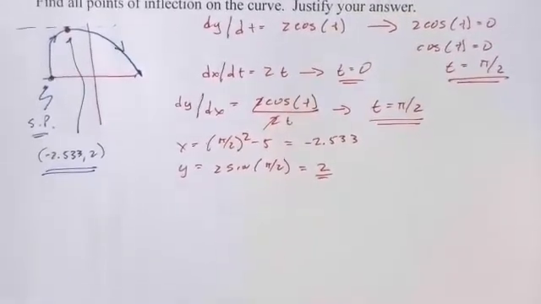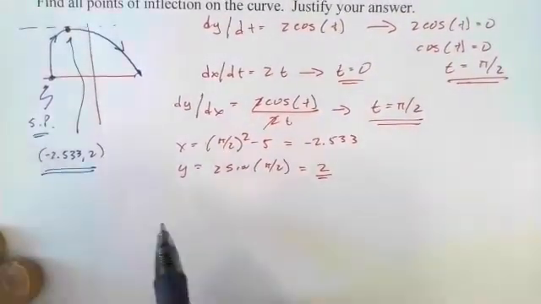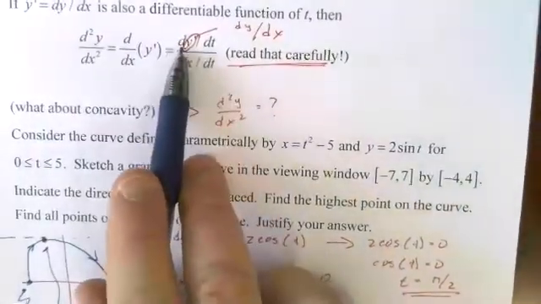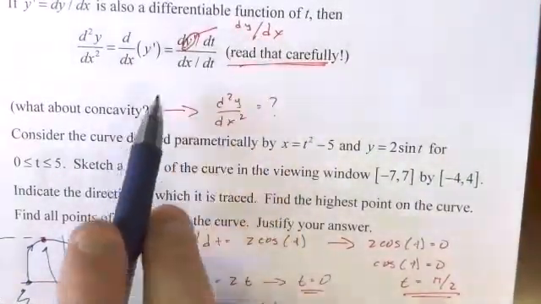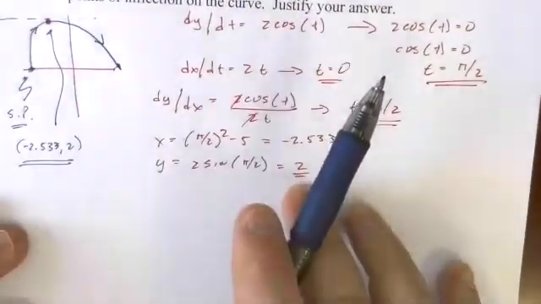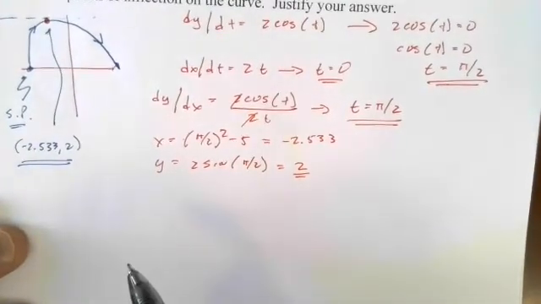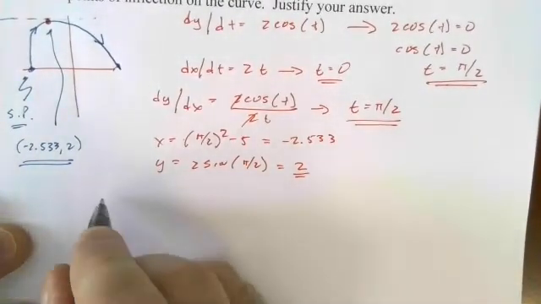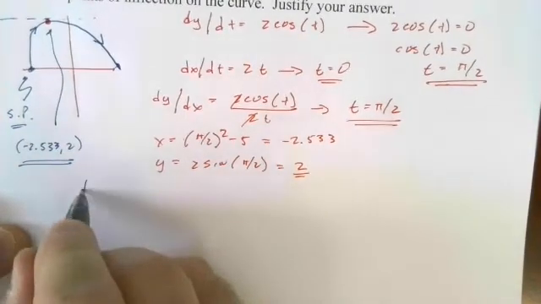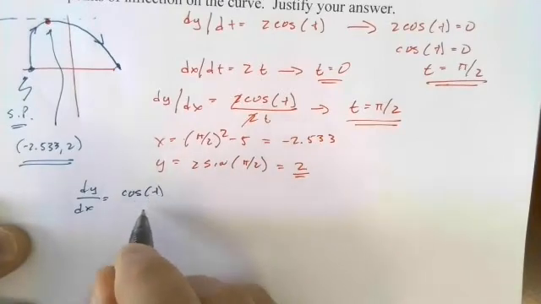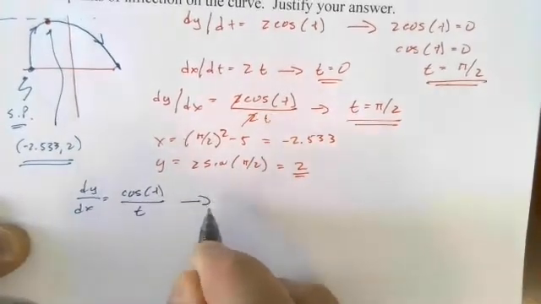Yeah, oh lordy. Okay, so you take the derivative of this. That's what I set up here. The derivative of dy/dx, d/dt of dy/dx. Oh lordy, chain rule will take forever. No, it's not too bad. So dy/dx equals cosine of t over t.